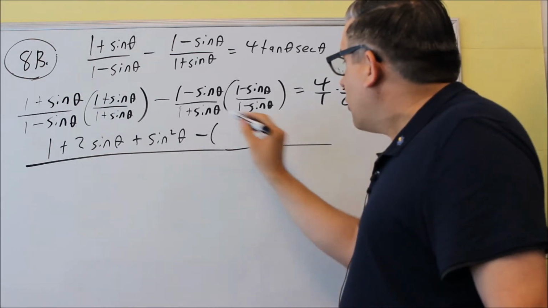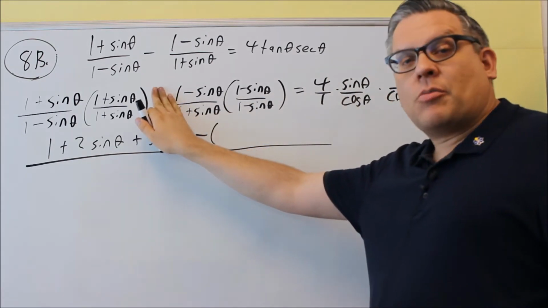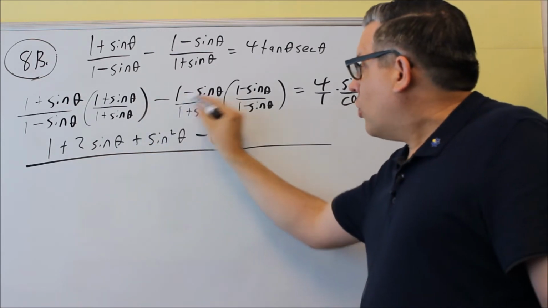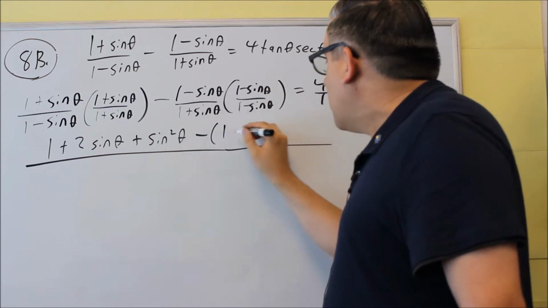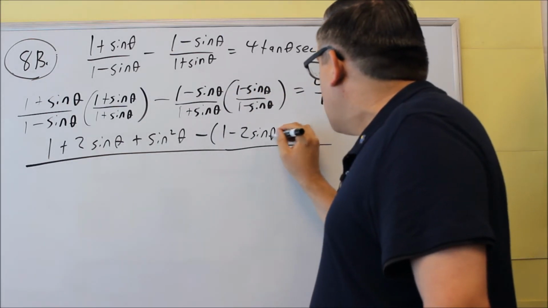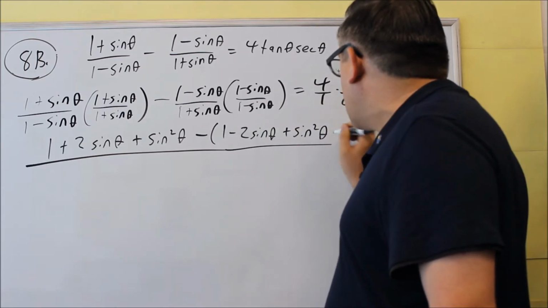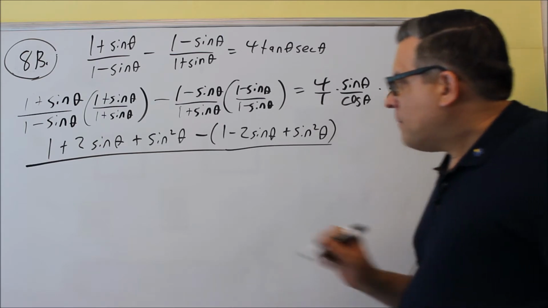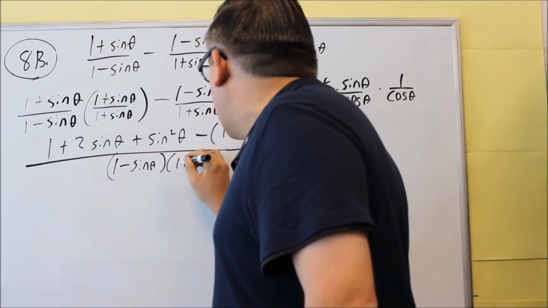Okay, so inside here we're just going to multiply. I'm going to pretend that negative is not there. I'm just going to multiply 1 minus sine times 1 minus sine. So I get 1 times 1 is 1. I get minus sine and minus sine, that's going to be a minus 2 sine theta. Negative and negative is positive sine squared. That's all going to be inside parentheses. Now on the bottom I get 1 minus sine theta and 1 plus sine theta.